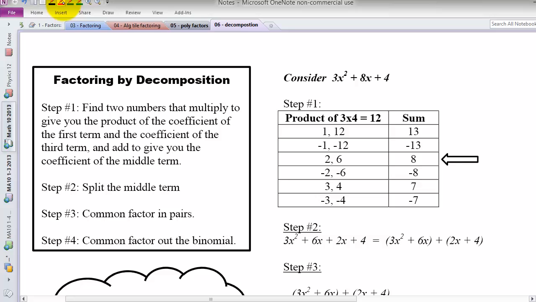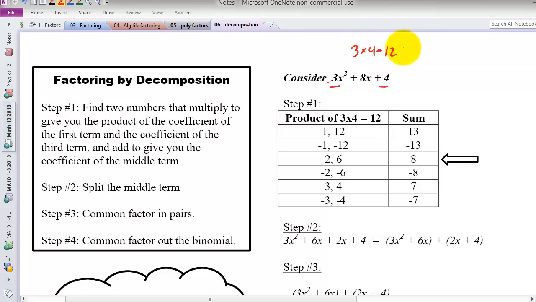The first step is to find two numbers that multiply to give you the product of the coefficient of the first term and the coefficient of the third term, and add to give you the coefficient of the middle term. Okay, it's a lot of words. It's much easier to see how this works through an example. So we want to find two numbers that multiply to give you the product of the first and last term. Here's the example we're going to work with. The product of the first and last term is 12. 3 times 4 is 12.